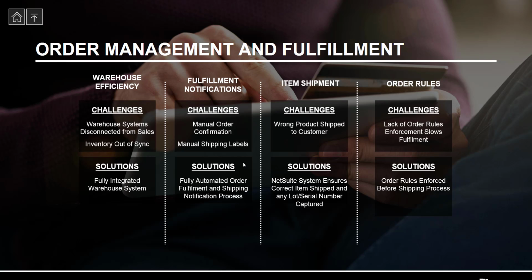Customer orders that are not automated can affect cash flow, shipping orders can take too long, and labels are often printed from multiple systems. Returned orders are difficult to track and manage, creating difficulty in validating returns against sales. Warehouse systems that are disconnected from sales systems can cause inaccurate inventory numbers. Customers must call in to get their order shipment status, and a lack of sales order rule enforcement can slow the fulfillment process.